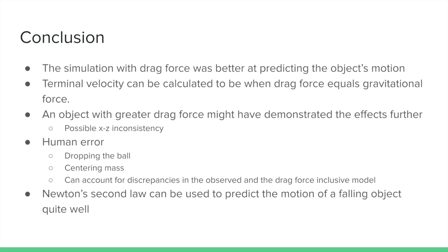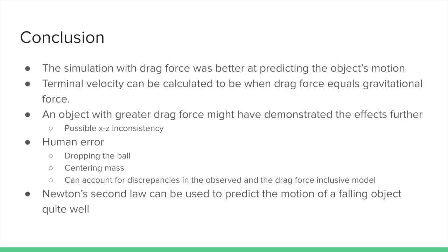In conclusion, the simulation with drag force was better at predicting the object's motion. The terminal velocity can be calculated when the drag force equals gravitational force. This effect might have been more observable with an object that had a higher drag constant. However, most objects with high drag constants also have more profound shifts along the x and z direction when falling, which would have made accurate observation more difficult.